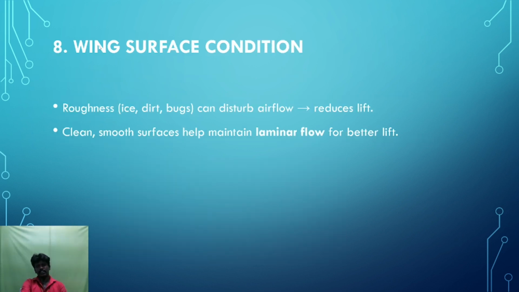Then the eighth factor is wing surface condition. Is the wing surface smooth or rough? That is classified by the wing surface conditions, and each material has different surface roughness.